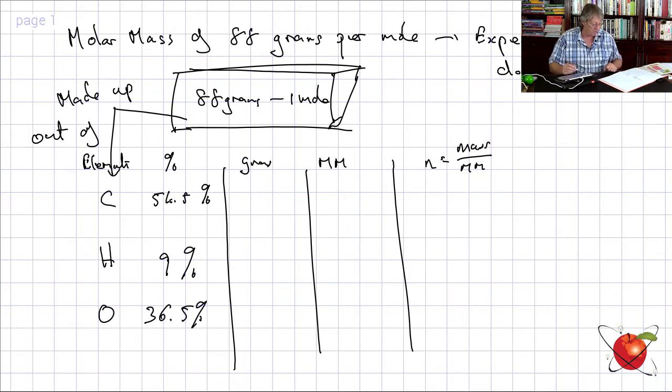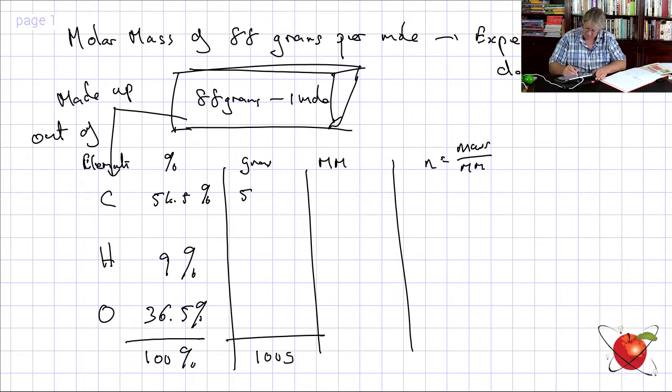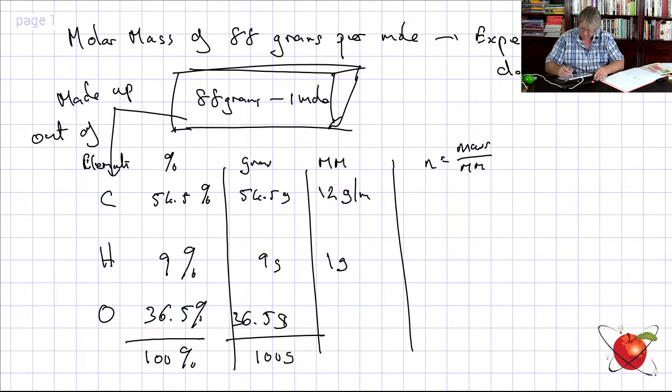What did we do? We then converted it to grams, didn't we? Remember that is a total of 100%. We now make it 100 grams, which means that's 54.5 grams, 9 grams, and 36.5 grams. Molar mass, let's look up. What's the molar mass of carbon? 12 grams per mole. Hydrogen is 1, and oxygen was 16 grams per mole.